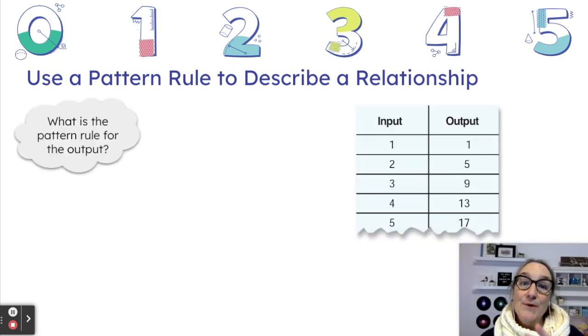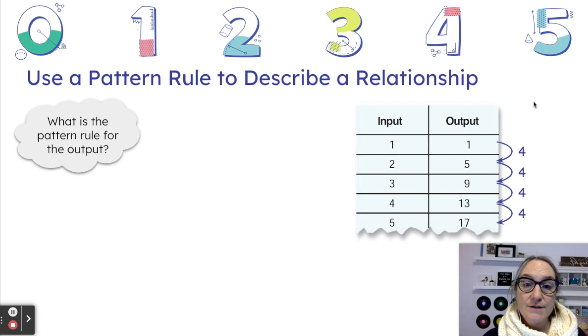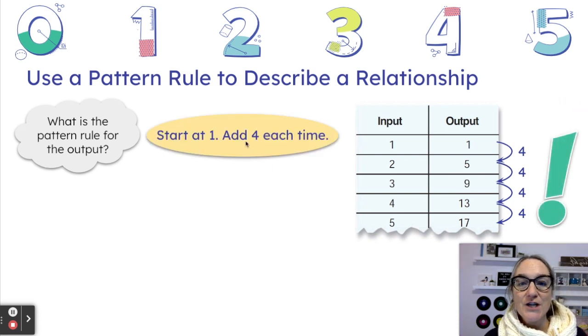When there are 2 operations, it's a bit more complicated to find the pattern rule that describes the relationship between the input column and the output column. So here's a good way to figure it out when that happens. We're going to start by looking at the pattern rule for the output. In this case, that pattern rule is start at 1, add 4 each time.